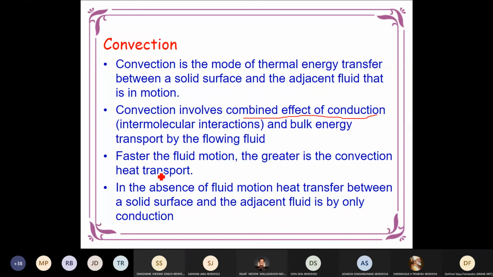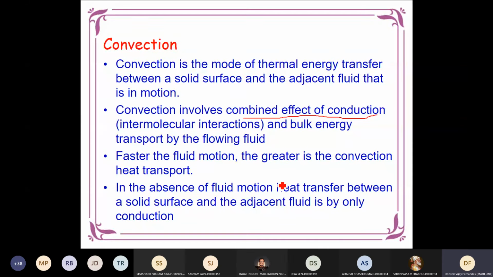In the absence of fluid motion, heat transfer between the solid surface and the adjacent fluid is only by conduction. It's not always that there should be convection whenever fluid comes. No. If the fluid is stationary, if there is no bulk motion of fluid, then still heat transfer can take place. Sorry, conduction heat transfer will take place between solid and fluid.